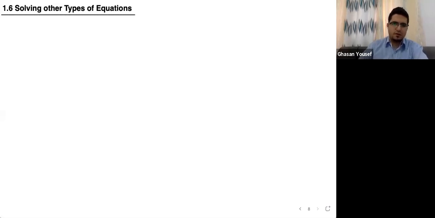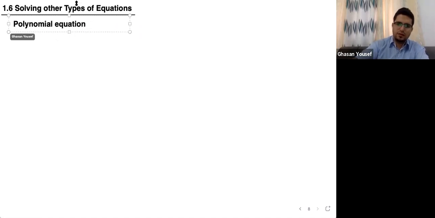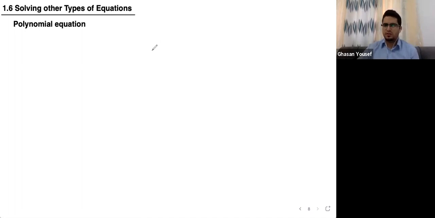First of all, the book starts by talking about polynomial equations. For any polynomial equation of degree higher than 2, like x to the power 3 or x to the power 5, it is not a quadratic and not linear. I will start by giving an example.